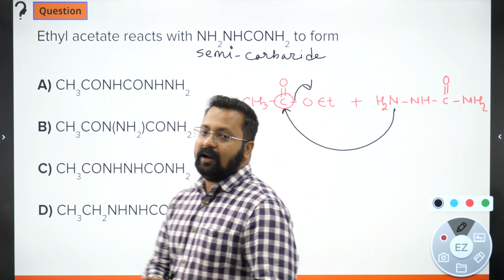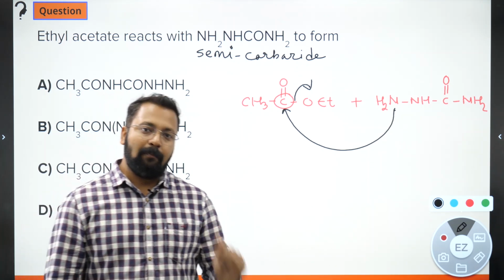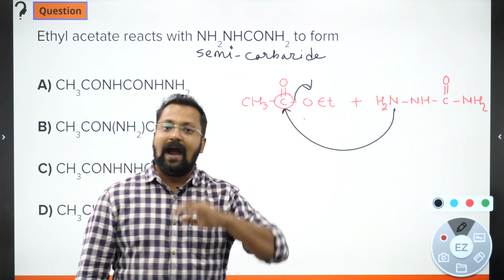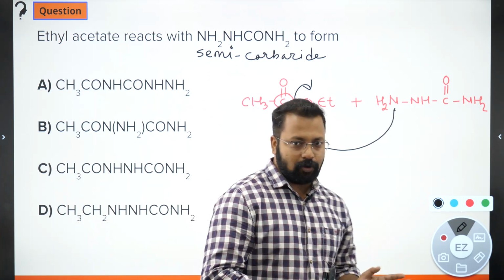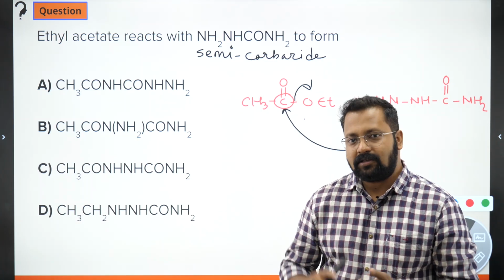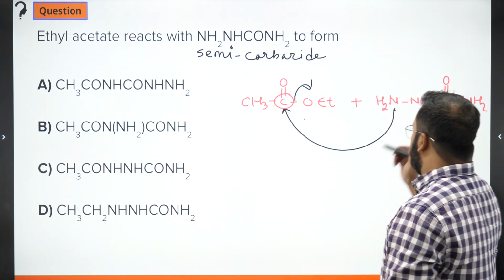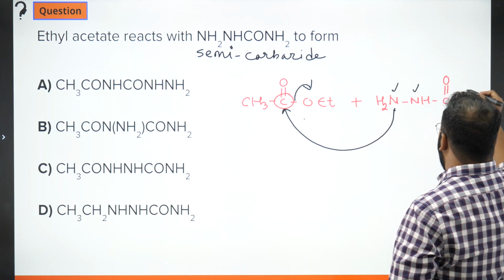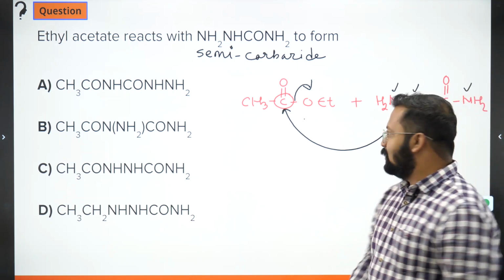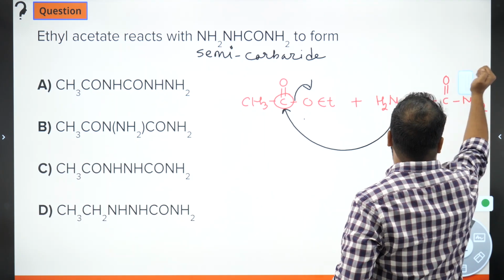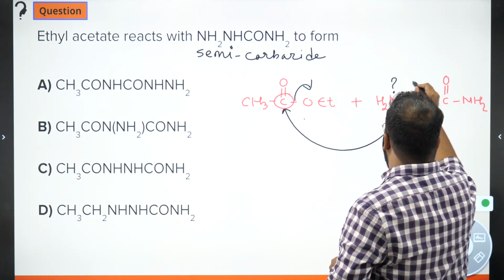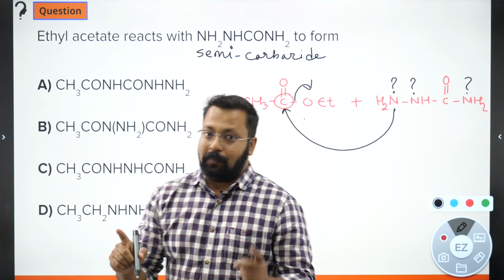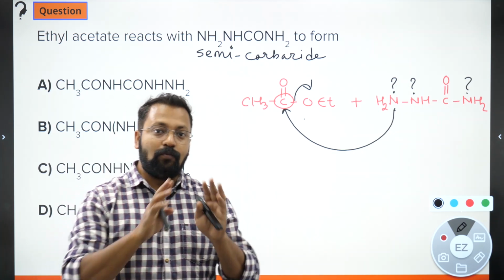Any acid derivative will undergo this reaction except any amide. Amides do not undergo this reaction because the group that goes out will be a bad leaving group, which will be a strong base. So acyl halides, anhydrides, esters will undergo this reaction. Now the point is whether this nitrogen should attack or this nitrogen or this nitrogen. Which will attack? So better to write a question mark. Which will attack? This nitrogen or this nitrogen? That nitrogen will attack which is more nucleophilic.